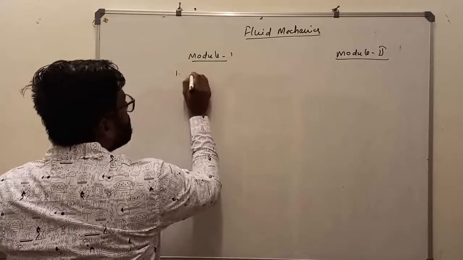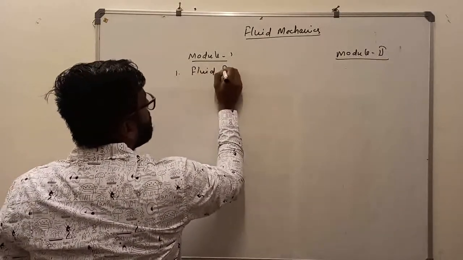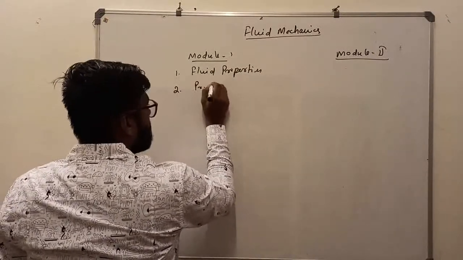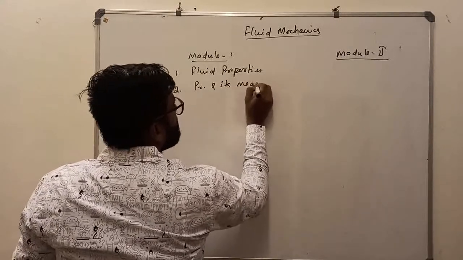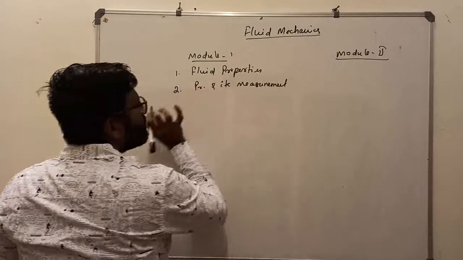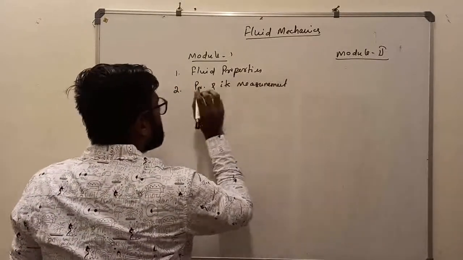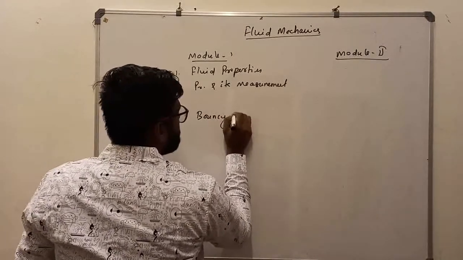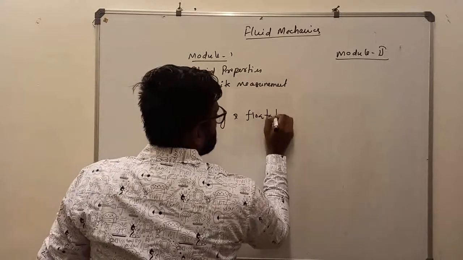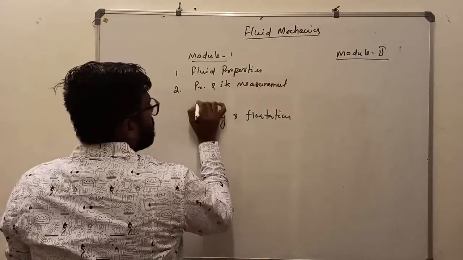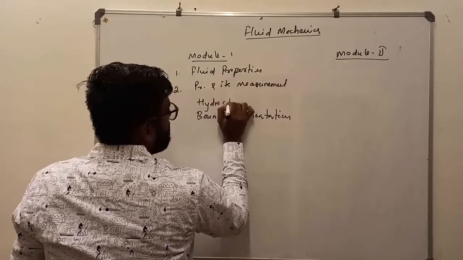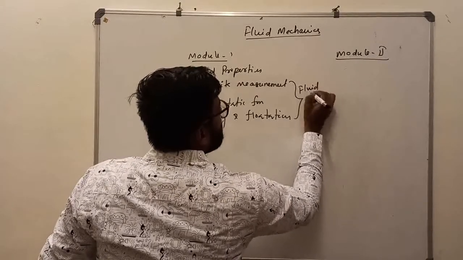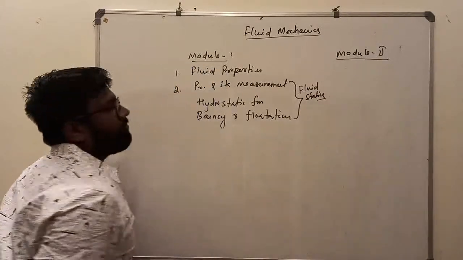So in module 1, first we'll be studying fluid properties, or you can say properties of fluid. Got it? Second, we'll be discussing pressure and its measurement. Once you know pressure and its measurement, then we can go for buoyancy and flotation. And one more thing: hydrostatic forces. These three come under your fluid statics category. You got it? Fluid statics.